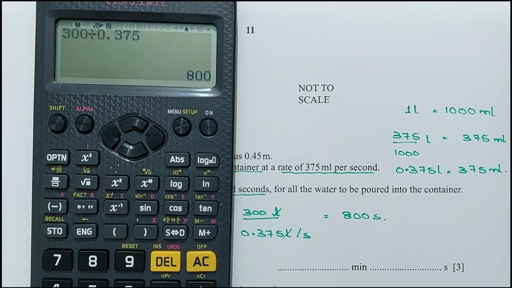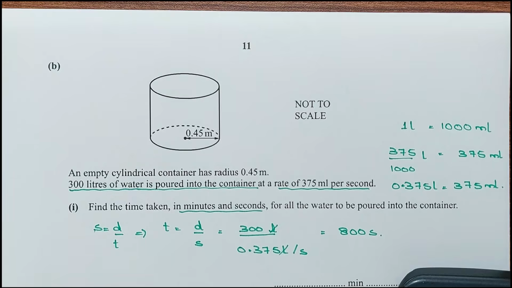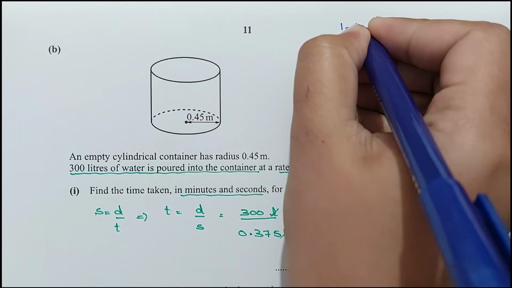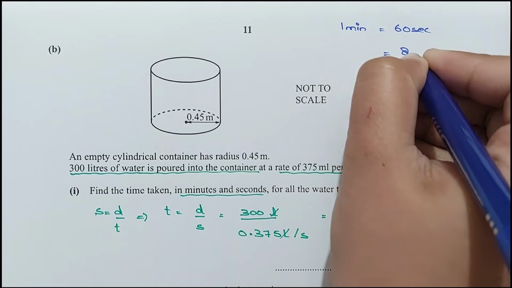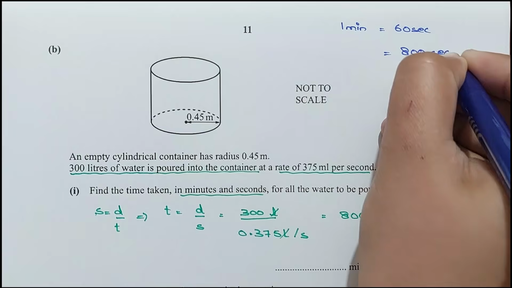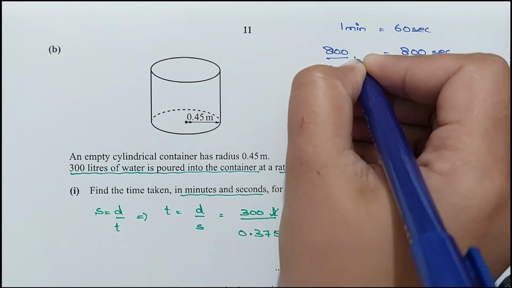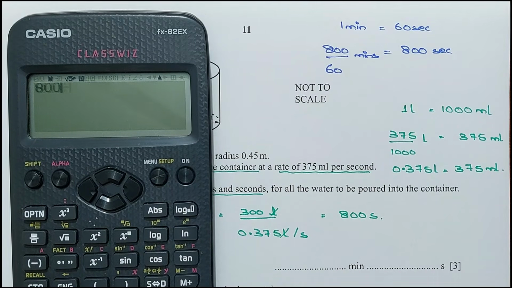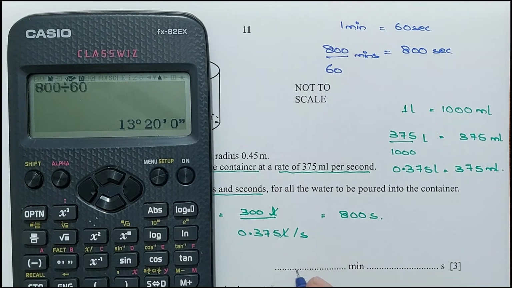Right, now we have to convert seconds into minutes and seconds. The conversion we are using here is 1 minute has 60 seconds. So 800 seconds is 800 out of 60 minutes. Right, 800 divided by 60, and this would be 13 minutes and 20 seconds.